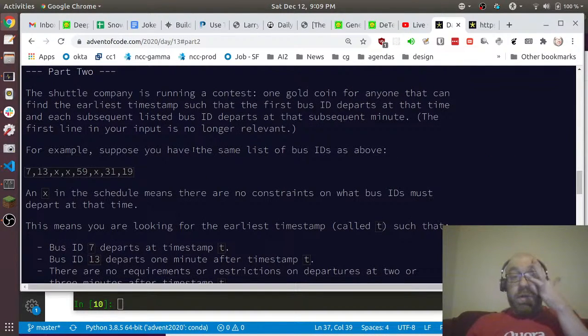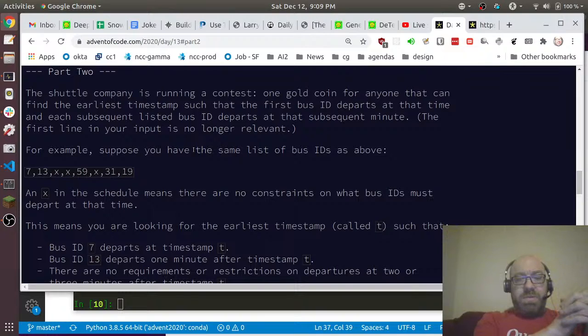The shuttle companies are running a contest. The goal is to find the earliest timestamp such that the first bus ID departs at that time and each subsequent listed bus ID departs at that subsequent minute. The first line of your input is no longer relevant. For example, suppose the same list of bus IDs above, and an x in the schedule means there are no constraints on what bus IDs might depart at that time.